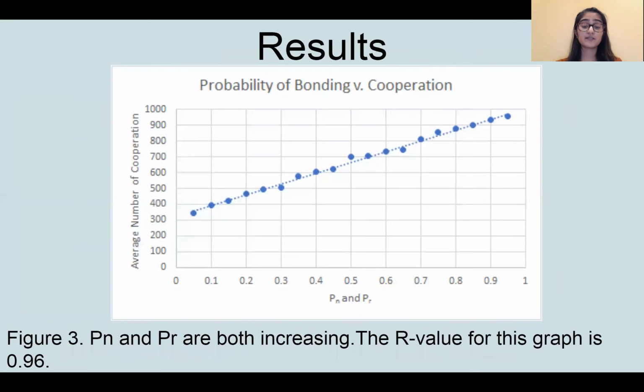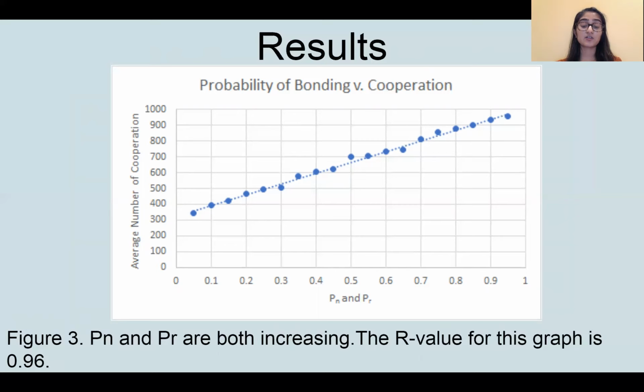The first part of the experiment showed that as the probabilities of Pn, which is the probability of bonding to the parents' friends, and Pr, which is the probability of bonding to a random individual in the population, increased, then the likelihood of cooperation increased as well. The graph shows the probability of bonding versus cooperation.